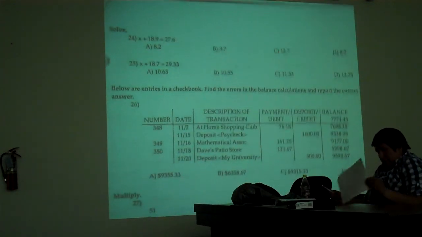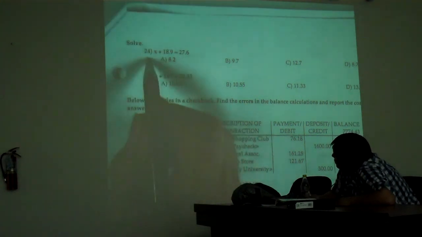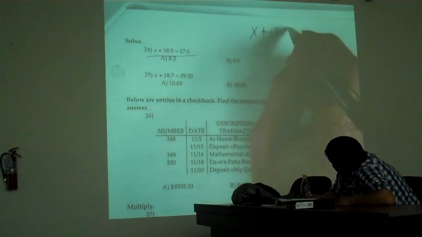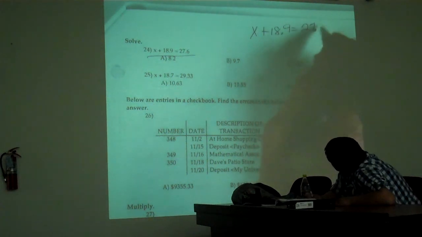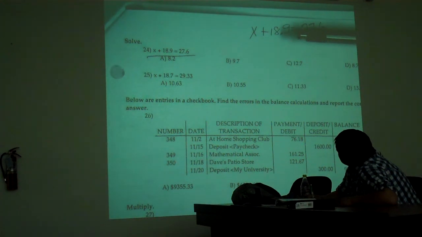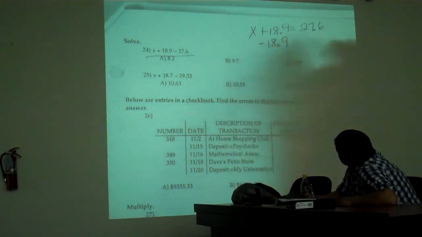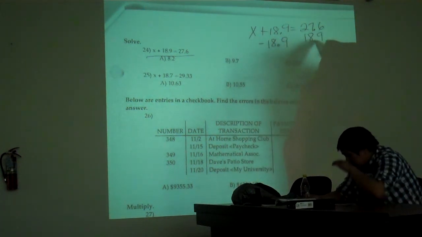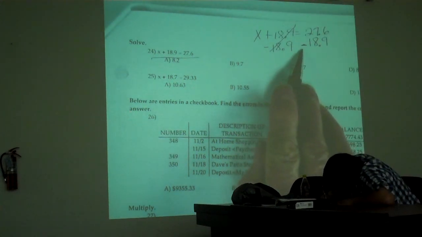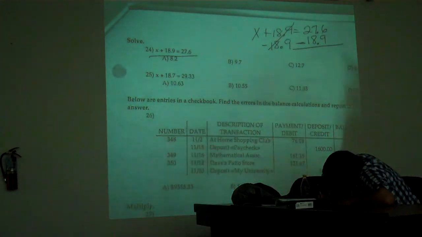Okay, number 24, solve. X plus 18.9 equals 27.6. Okay, when you're solving, look at the side where the X is. If it was added, what are you going to do? Subtract that number. So subtract on the side where your letter is, where the variable is. Subtract there. Make sure you write what you're doing, adding or subtracting. Put the operation right there. And then do your subtraction.